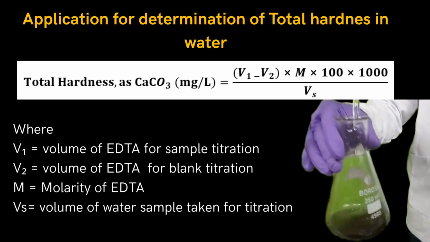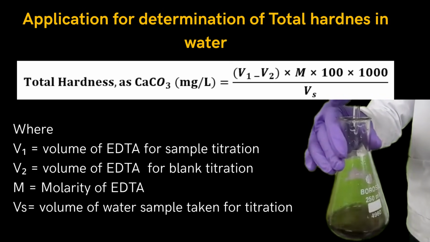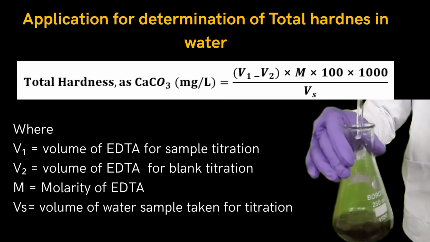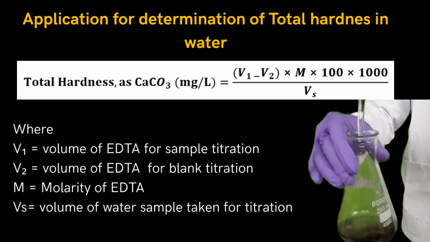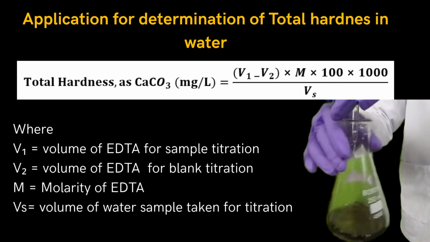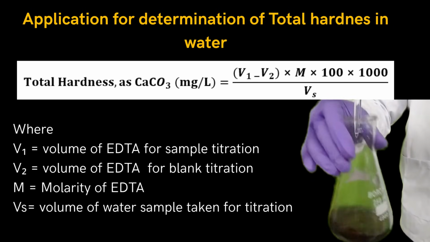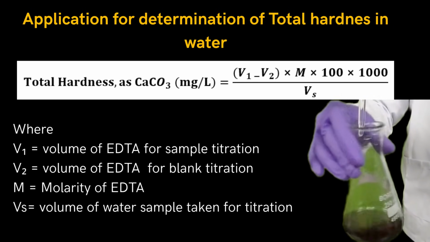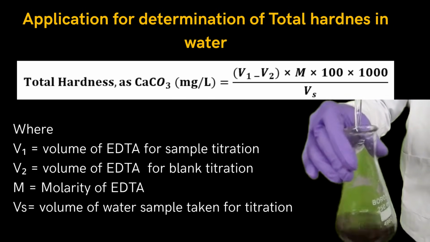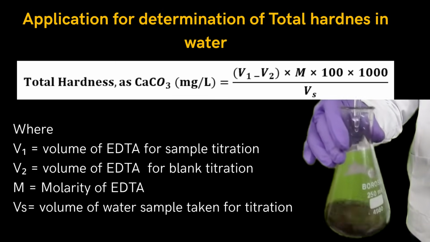Let us understand how we can apply this complexometric titration in determination of hardness in terms of calcium carbonate in drinking water or other water samples, using the following formula. Total hardness will be equal to (V1 minus V2) into M into 100 into 1000, and the whole divided by Vs, where V1 is the volume of EDTA for sample titration, V2 is the volume of EDTA for blank titration, M is the molarity of EDTA, and Vs is the volume of water sample taken for titration.